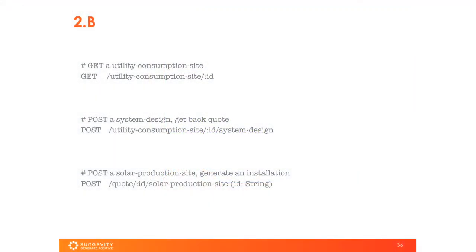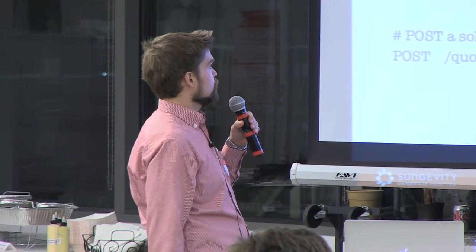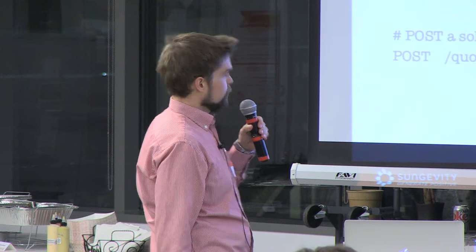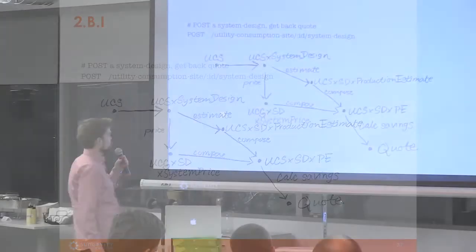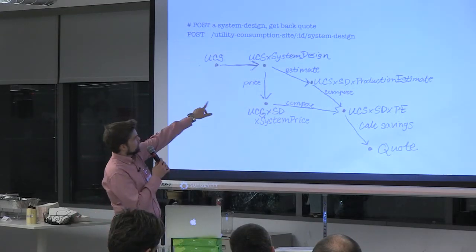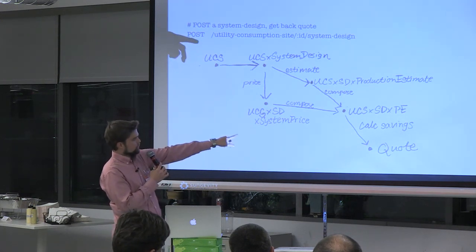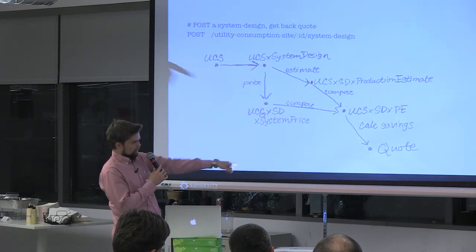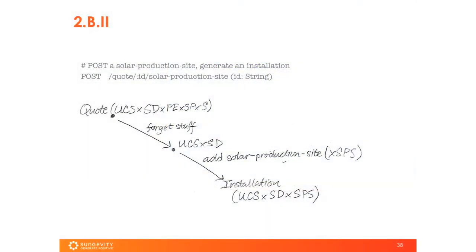And if we imagine this as a Play app where we're defining routes, we can actually say that those transitions, the movement through this model, can be defined by routes, like so. And so when you post a system design to some existing utility consumption site, we carry it through adding the system design, composing it, pricing and estimating, composing the results of those calculations, then calculating savings, and finally arriving at quote. So this is a state machine that performs a rough denotation of what the route would do.